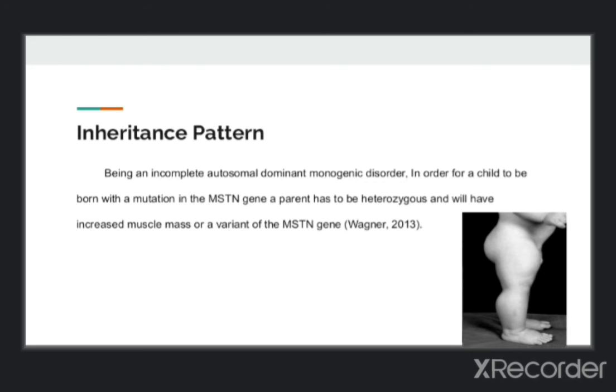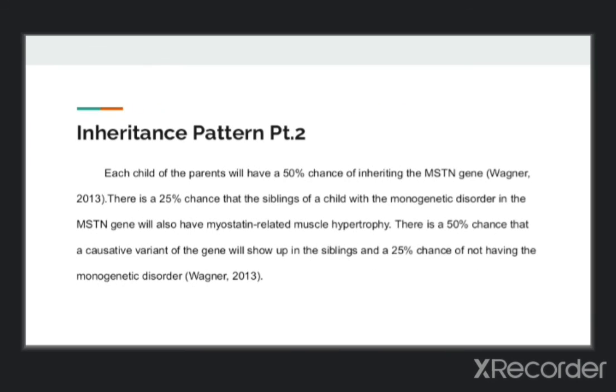Being an incomplete autosomal dominant monogenic disorder, in order for a child to be born with a mutation in the MSTN gene, a parent has to be heterozygous and will have increased muscle mass and/or a variant of the MSTN gene already. The inheritance pattern, part 2. Each child of the parent will have a 50% chance of inheriting the MSTN gene.